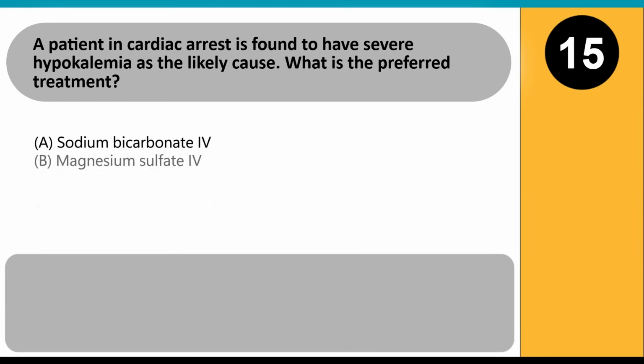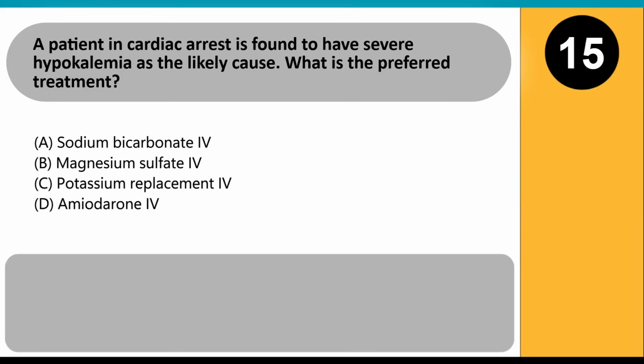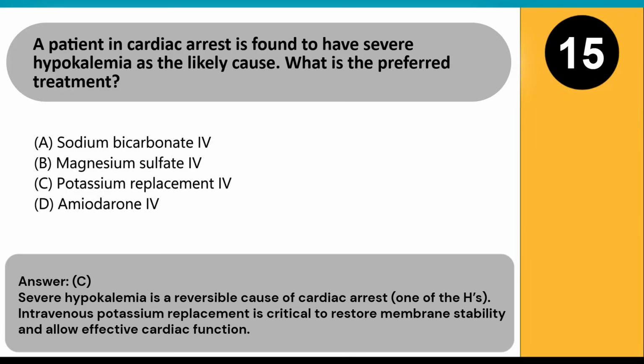A patient in cardiac arrest is found to have severe hypokalemia as the likely cause. What is the preferred treatment? A. Sodium bicarbonate. B. Magnesium sulfate. C. Potassium replacement. D. Amiodarone. Answer C. Severe hypokalemia is a reversible cause of cardiac arrest, one of the H's. Intravenous potassium replacement is critical to restore membrane stability and allow effective cardiac function.